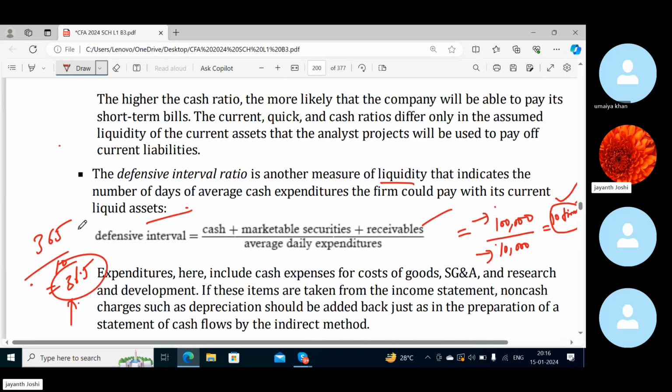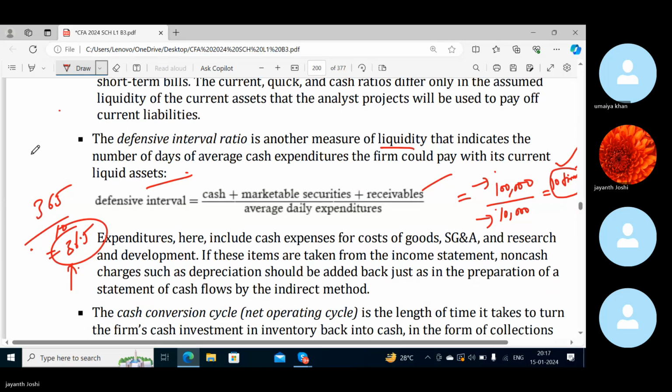If I have 1 lakh rupees worth of cash, I'm speaking about a particular year. So I have 36.5 days of expenses. I spend 10,000 in these days, and for that I have the reserves. Then again for the next 36.5 days I spend 10,000. In that way I have one year's expenses with me. So that is good for the company if they maintain this kind of ratio.